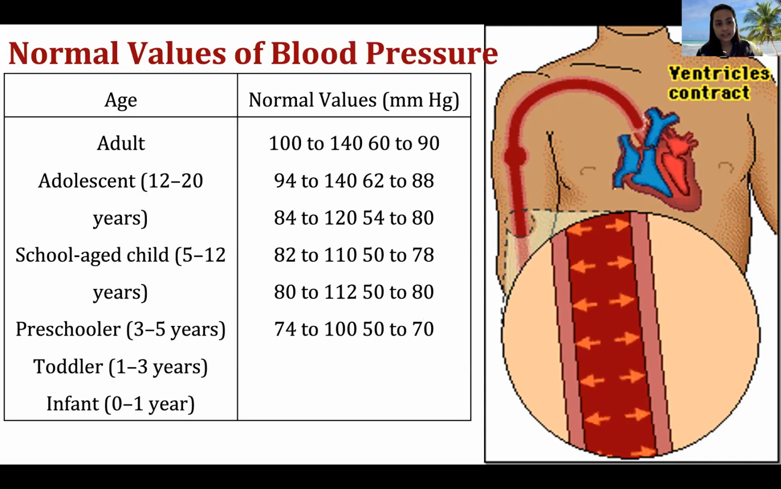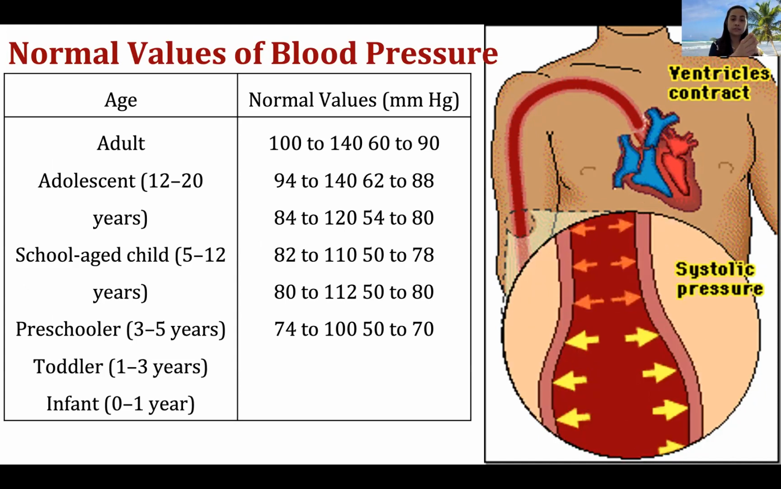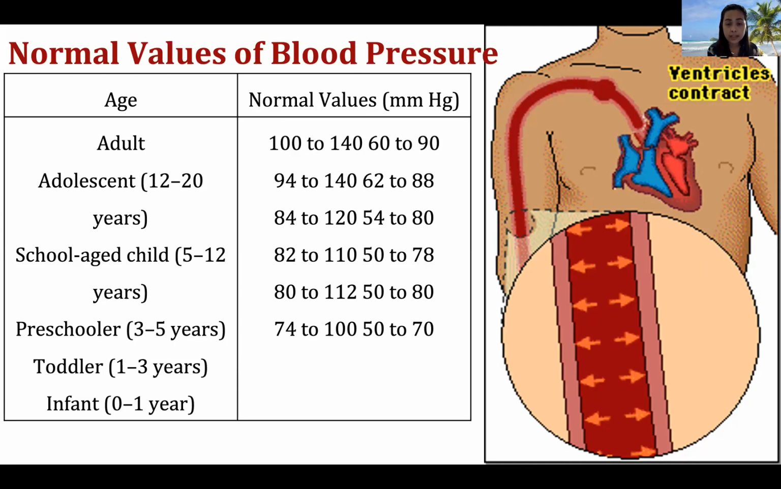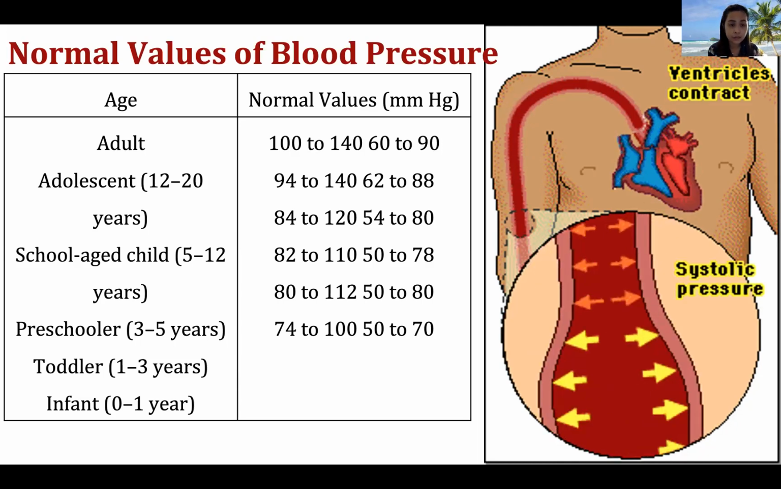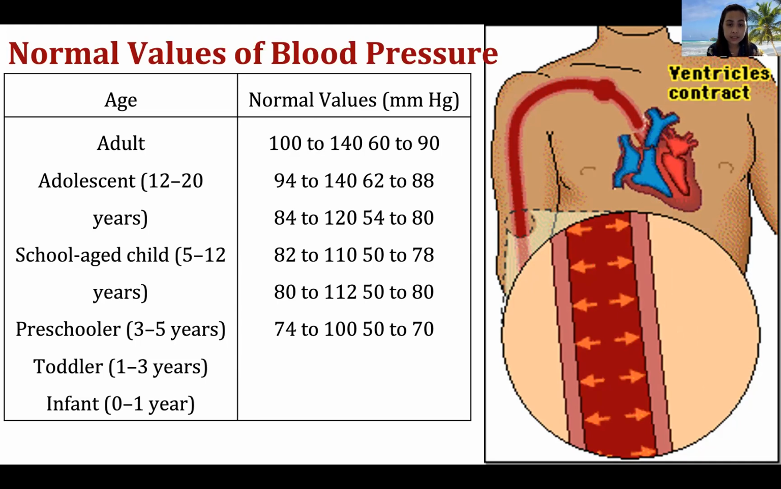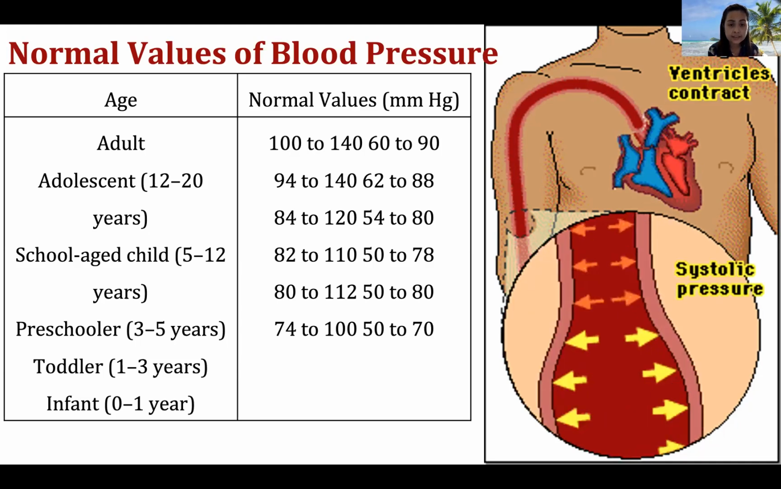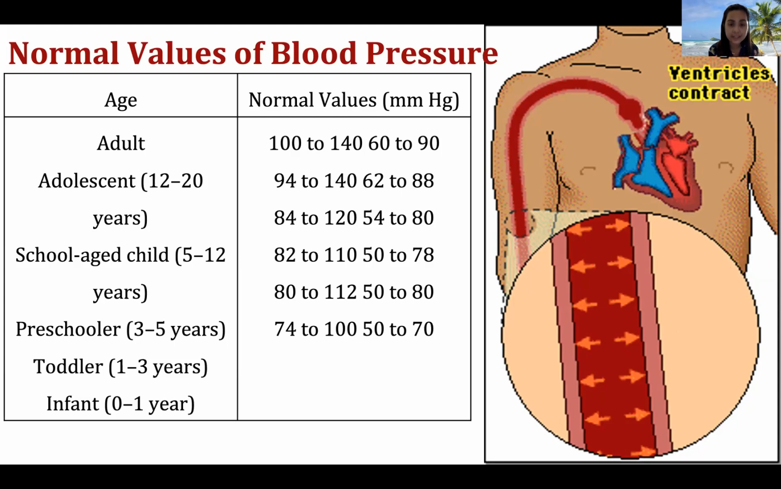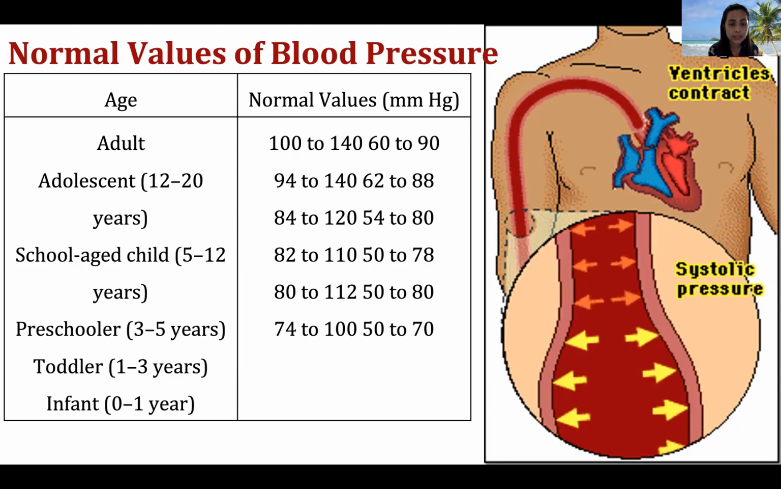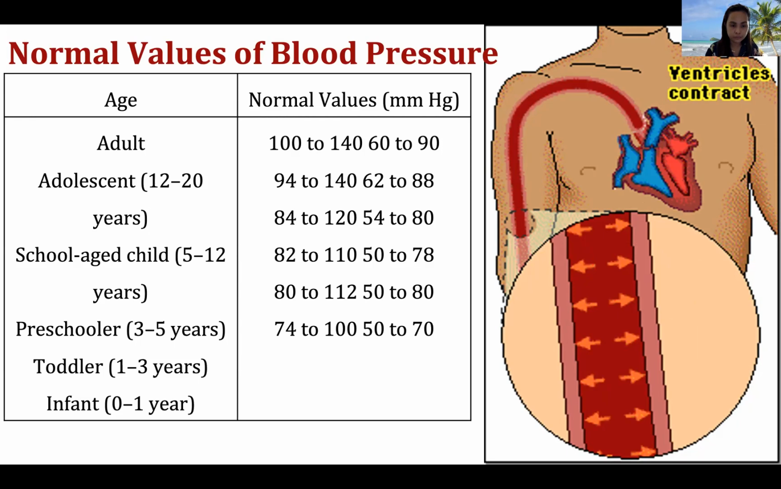So please memorize the normal values of blood pressure. We have the adult, the adolescents, school age, preschooler, toddler, and infant. So for adults, we have 100 to 140. This is the systolic. And the diastolic is 60 to 90. For adolescents, the systolic is 94 to 140, while the diastolic is 62 to 88, and so on and so on.